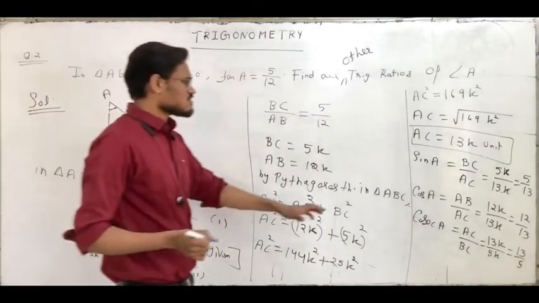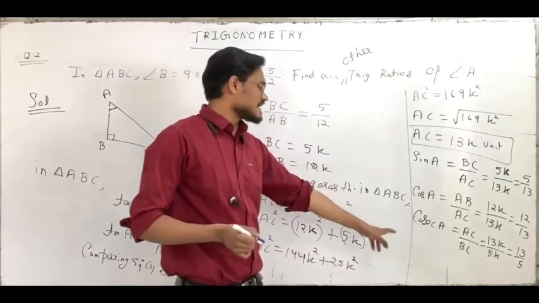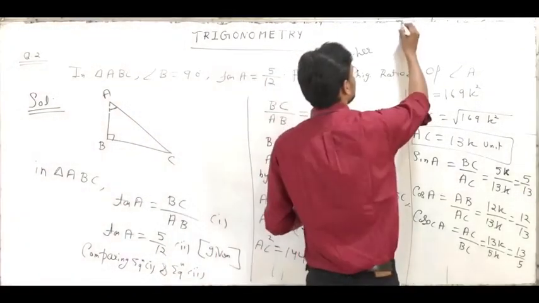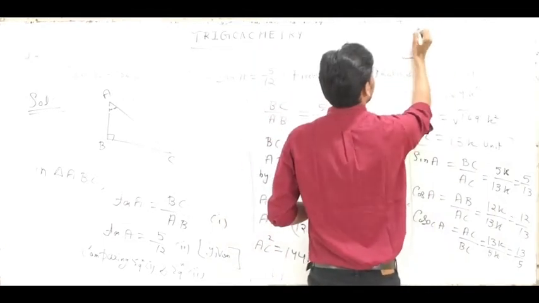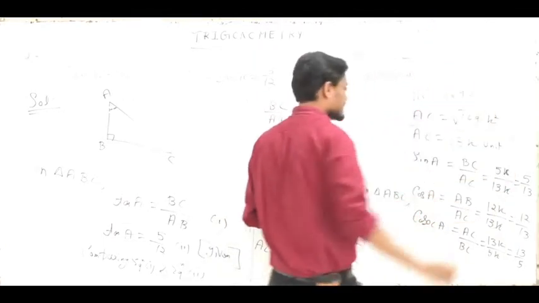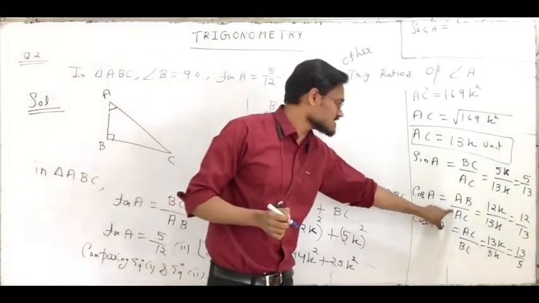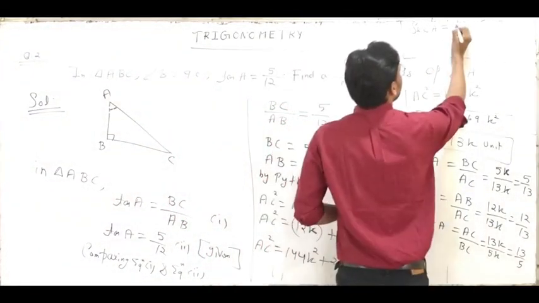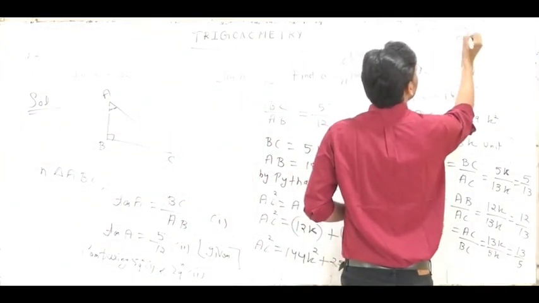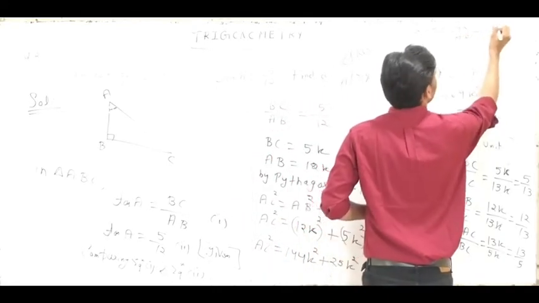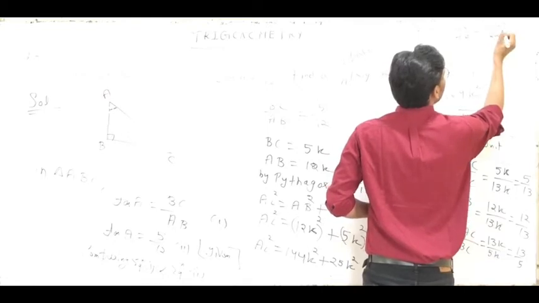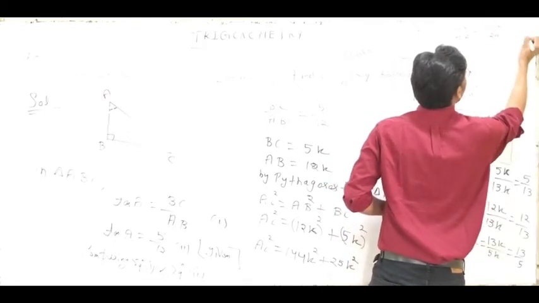Okay. Now what is remaining? Sec A and cot A. Let me write here. Sec A. Sec A is the reciprocal of cos A. That means AC upon AB, or you may write it as 13k by 12k. Answer is 13 by 12.